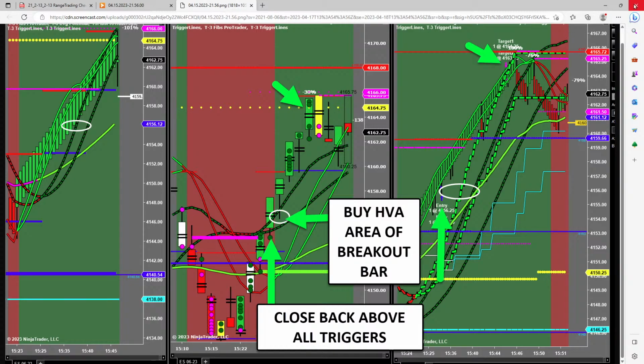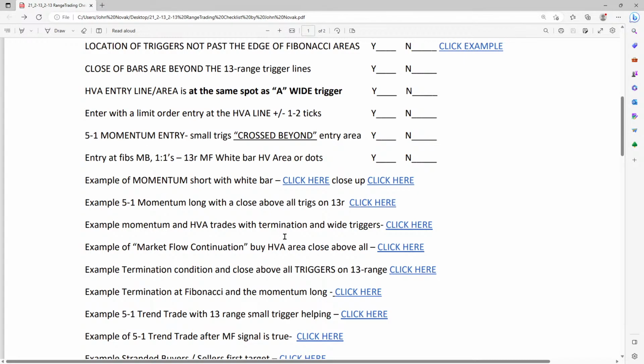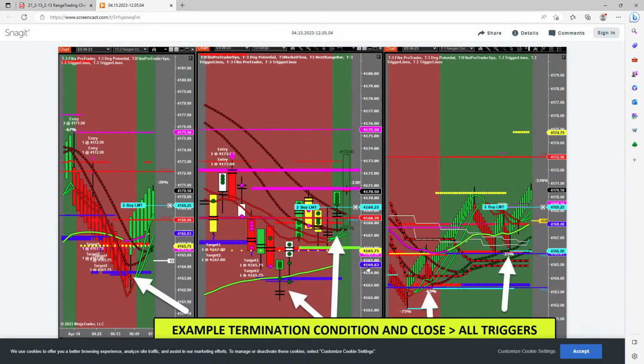It may not be for you, and it's okay. I put it in there anyway. You guys can study it. Go back and look at your charts. I will leave that one alone. Another termination condition, close above all the triggers. Let's take a look. I bet you it's going to look familiar to you at this point.